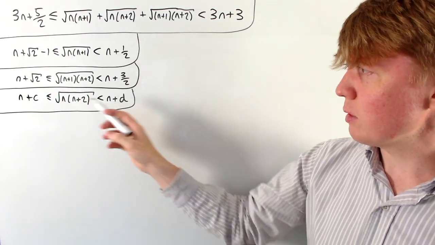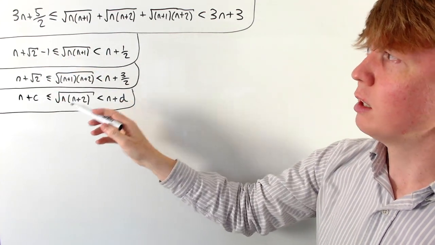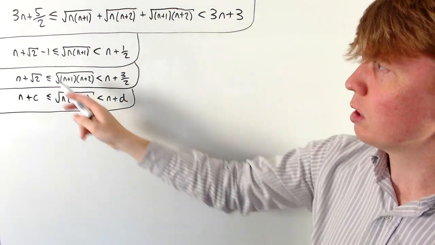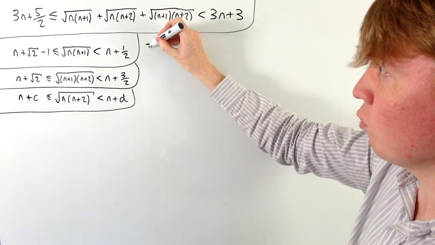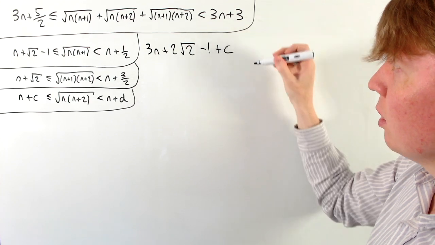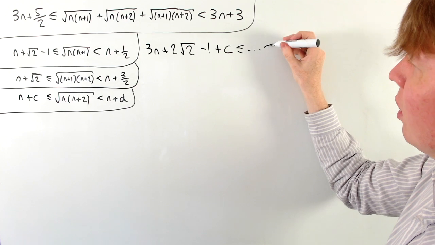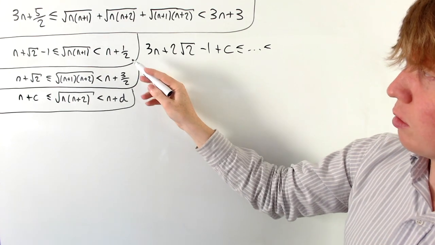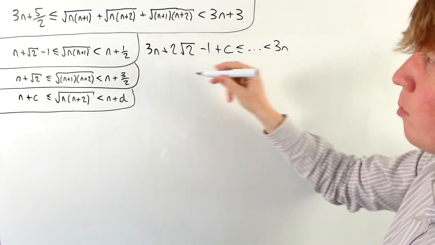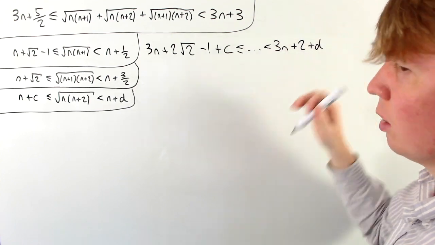So to see which values of c and d we should be aiming for, let's actually add together all of our lower bounds here. So this would give us a lower bound then for the sum of these three terms, or the sum of our square roots. So adding them all together, you see we get our 3n. Then we've also got plus 2 lots of root 2 minus 1 plus c. So this is going to be less than or equal to our sum of square roots term. And then for our upper bound, this is going to be less than now. We'll get a slightly nicer expression here. We still get the 3n, then plus a half plus 3 over 2 gives us plus 2. And then we've also got plus d here.